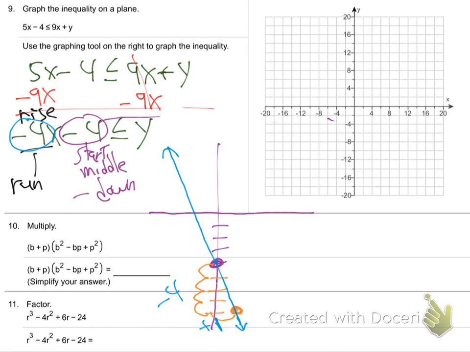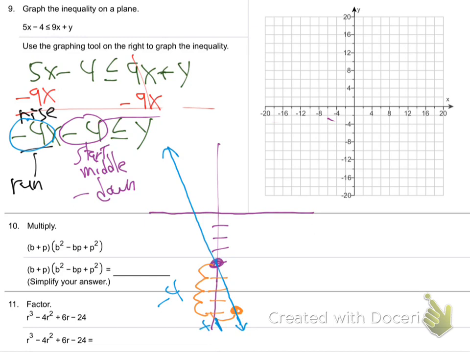Now, we're not done. It's going to have shading. You would see that on the multiple choice test. They'd all be shaded. So it's just a matter of deciding which side. Now, that's tricky for a lot of people. Let me give you just a second. Okay, how do we know which side? Is it greater or is it less?